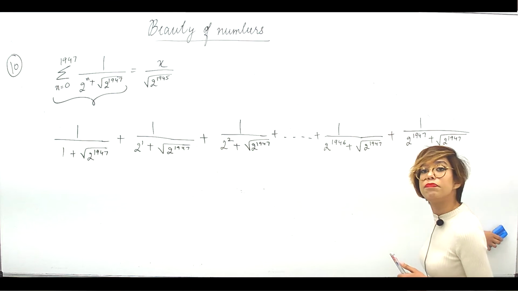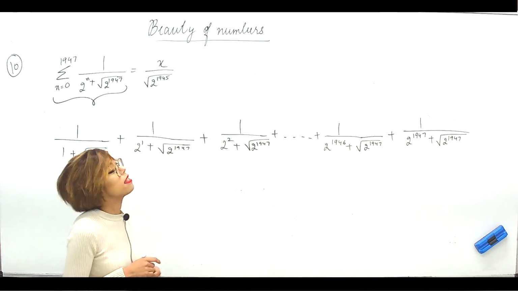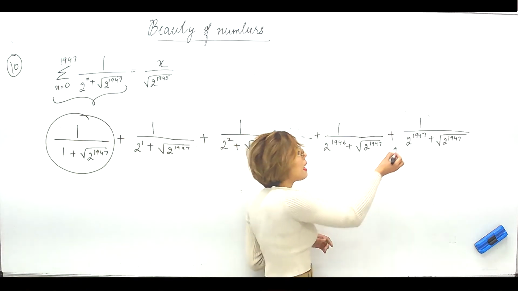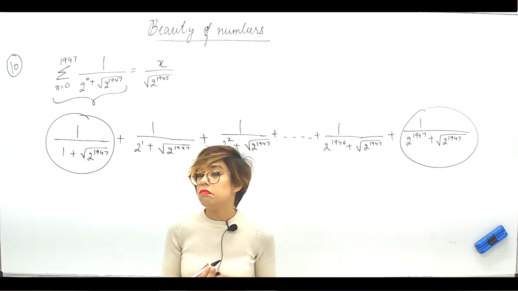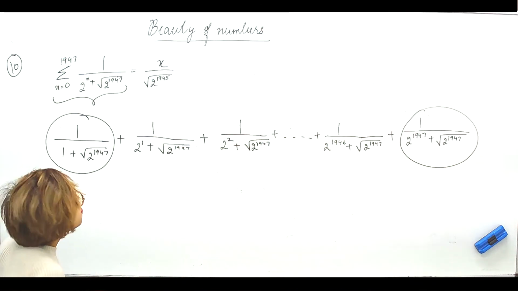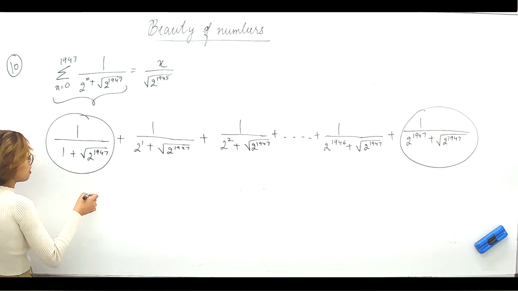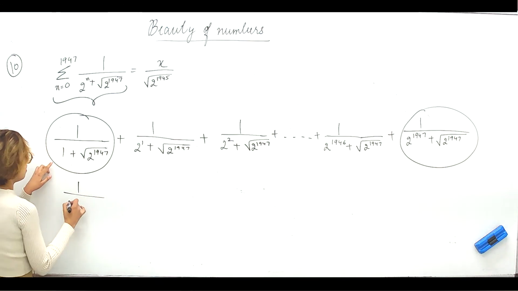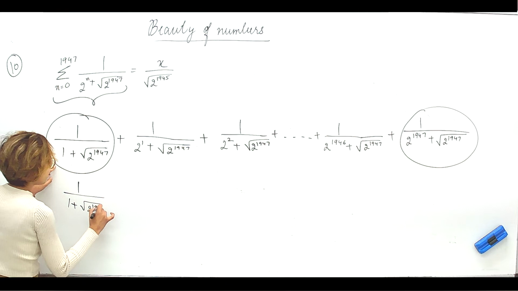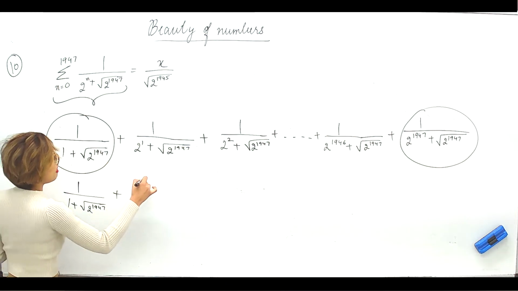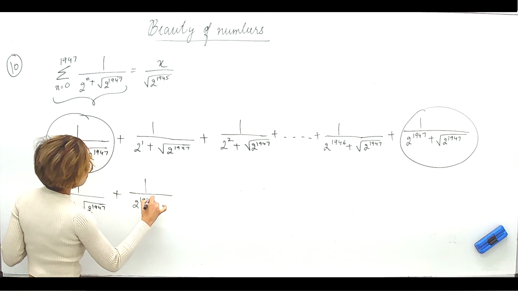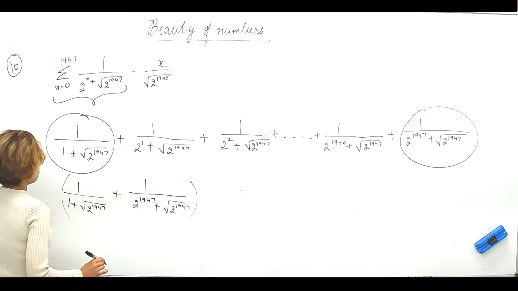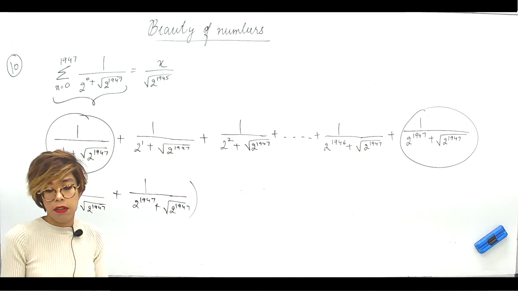So what? First and last, do you think you can observe something? Consider this and this. Can we observe something? Come on. Okay. Let me write it side by side, so maybe you'll be able to see it. Okay, great. Right, so 1 by, this is 1 plus square root of 2 raised to 1947, plus, now the last term, let me write it: 1 by 2 raised to 1947 plus square root of 2 raised to 1947. Can you see something? Can you see something better now?